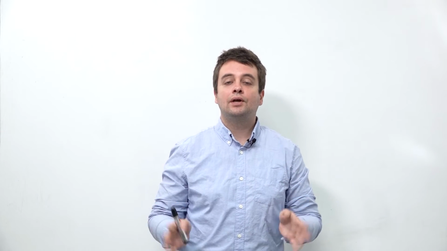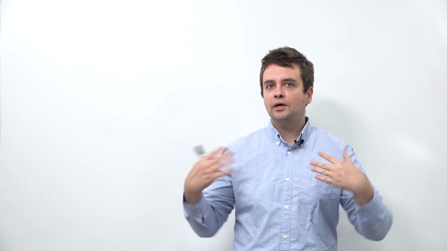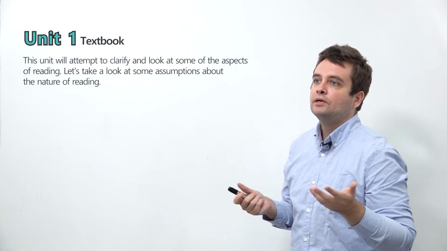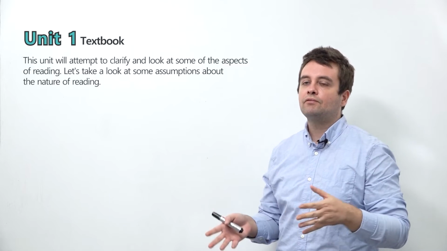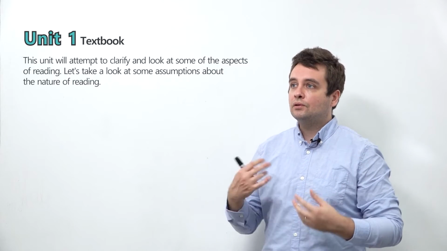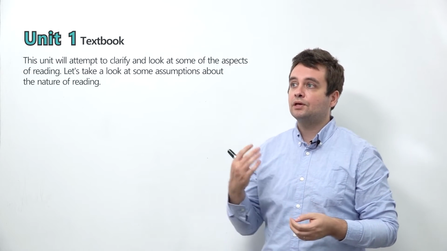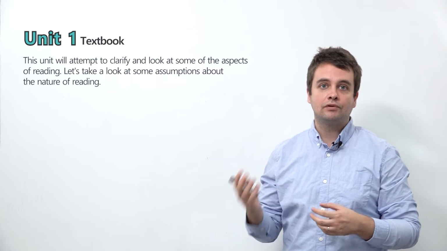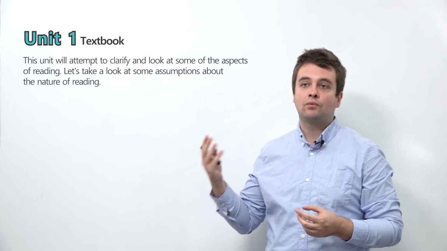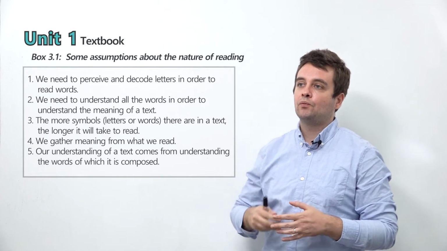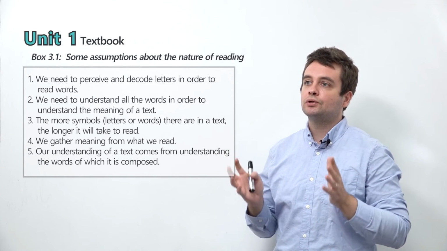Okay guys, so Unit 1, how do we read? How do we actually read? Let's take a look. So since this unit will attempt to clarify and look at some of the aspects of reading, let's take a look at some assumptions about the nature of reading in box 3.1. Okay, so yeah, box 3.1, again, some assumptions about the nature of reading.